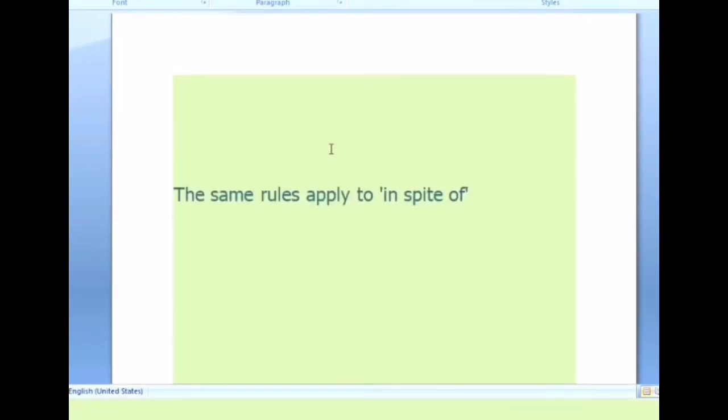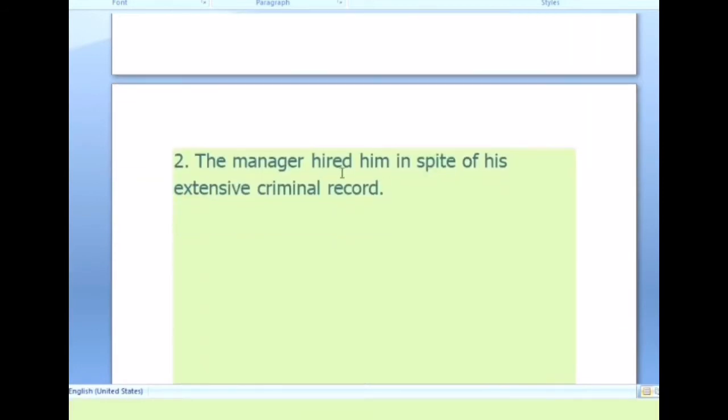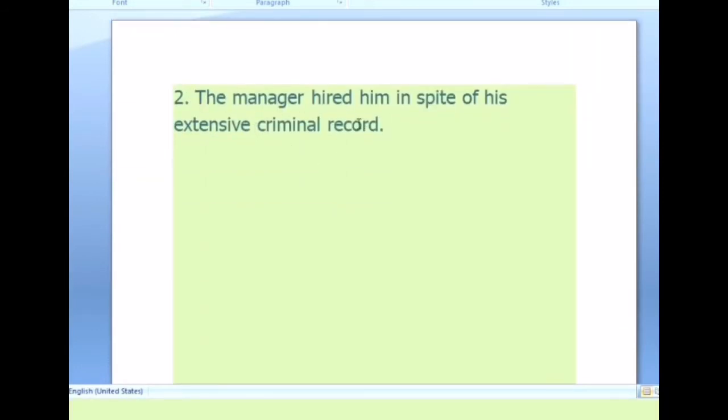Now, the same rules apply to in spite of. In spite of the recession, small businesses are still thriving. So, in this case, in spite of the recession, this is the subordinating clause and it comes before the main clause. Therefore, you place a comma in between the two clauses or after the subordinating clause. Now, the manager hired him in spite of his extensive criminal record. Now, the manager hired him is the main clause, and in spite of his extensive criminal record is a subordinating clause. And since it comes after the main clause, there is no need to put a comma anymore.